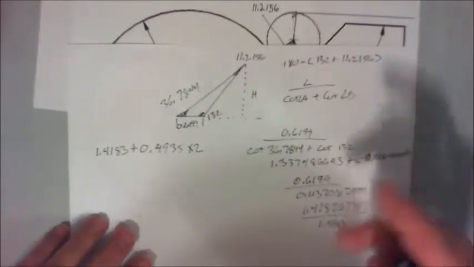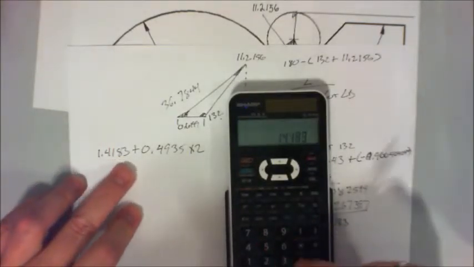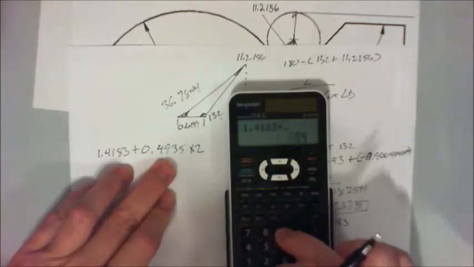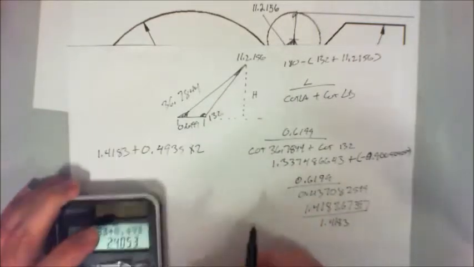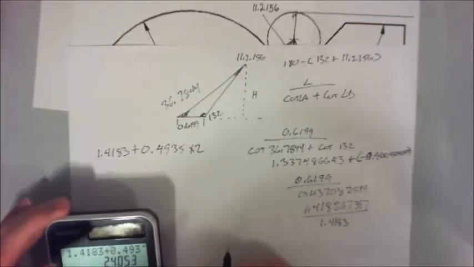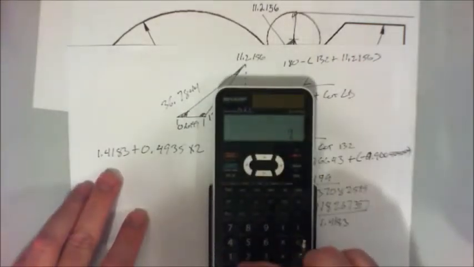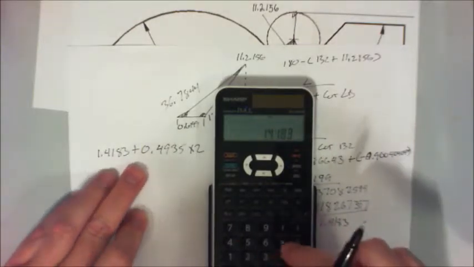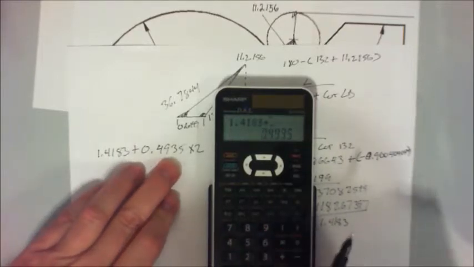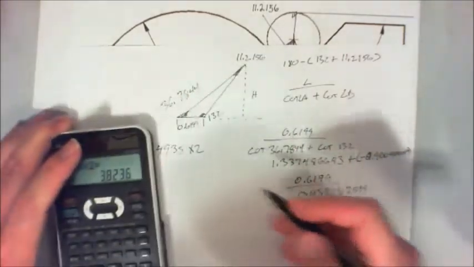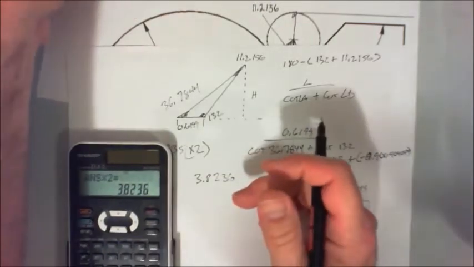Okay, so back to here again, flipping papers. So let's see what we got here. 1.4183 plus 0.4935 equals times 2 equals, that's more like it. You need to put that by itself. 3.8236.